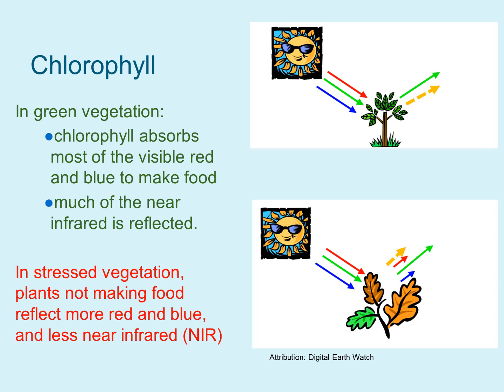However, in stressed vegetation, there in the image in the bottom right, plants do not make food, or very much food, and as a result they reflect more red and blue and less near infrared.